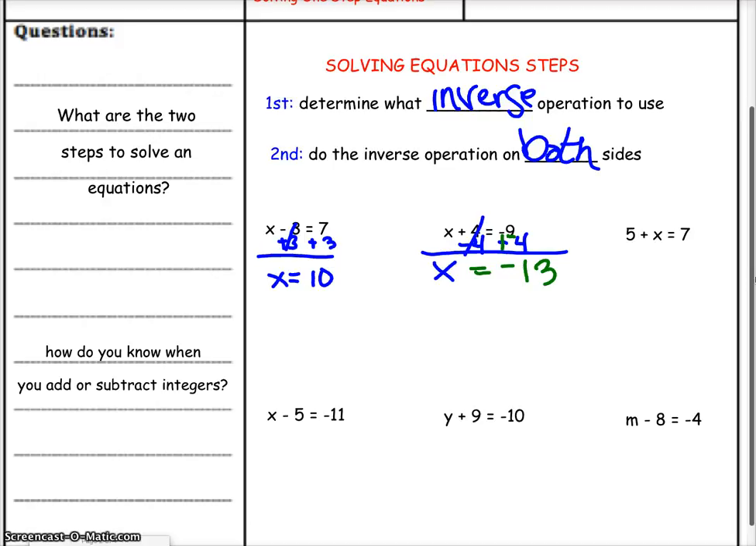5 plus x equals 7. How do I move the 5, Gatlin? Right, because this is a positive 5. To move the positive, I would subtract 5 to both sides. X is equal to 2.